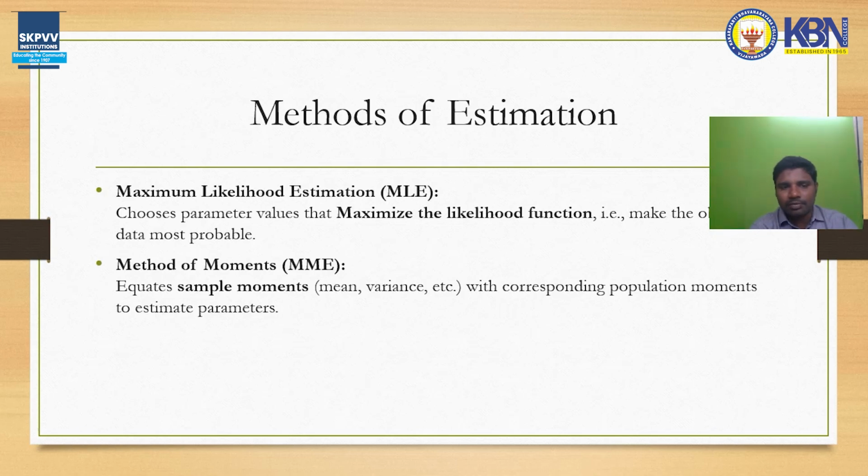In the method of moments, we equate the sample moments to the population moments. For example, sample mean equals population mean. The estimators obtained by equating these two terms are called method of moments estimators.